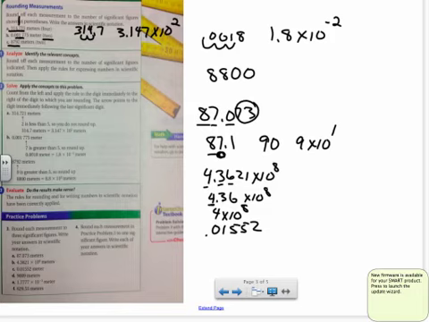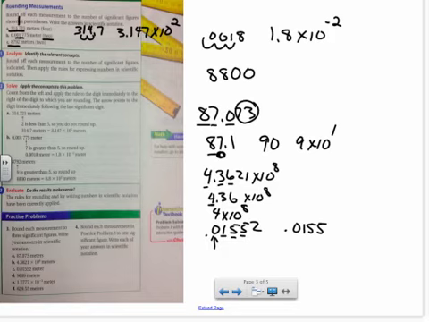And since this number is a preceding 0, it is not significant. That's not going to count as one of my 3. So here's the first one, second one, third one. That's where I would round it off to. So I'd get 0.0155.